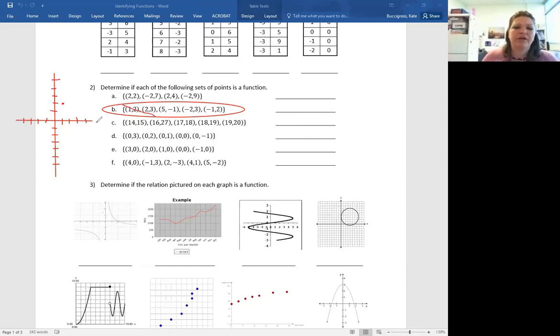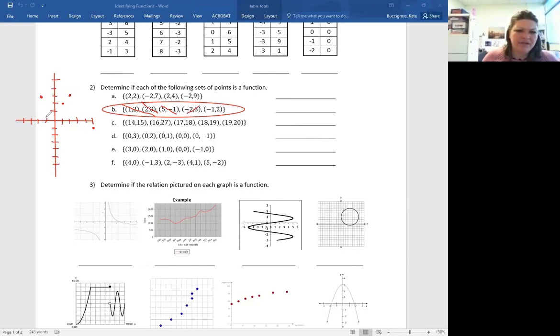Okay. Next point is? 2x and 3y. Okay, so I'll go over 2 and I'll go up 3, about there. Good. And next point we see? 5x and -1y. Good, so I'll come over 5 and then I'll go down 1 this time. Okay, so that's good. And now this next one, -2, 3. So I'll go back 2, up 3. And our last point, -1, 2.